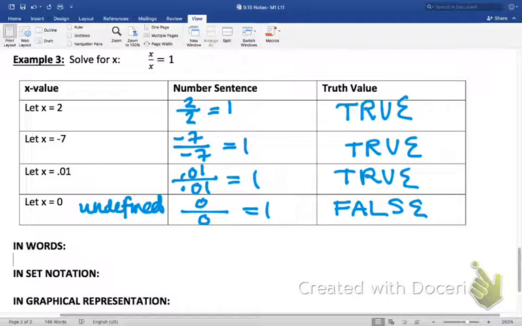Hopefully from this table, we start to see a pattern, which is if we plug in any number, positive or negative, into this equation, it should make the equation true unless that number is 0. So to describe our solution set, we can say the solutions are all real numbers except 0.